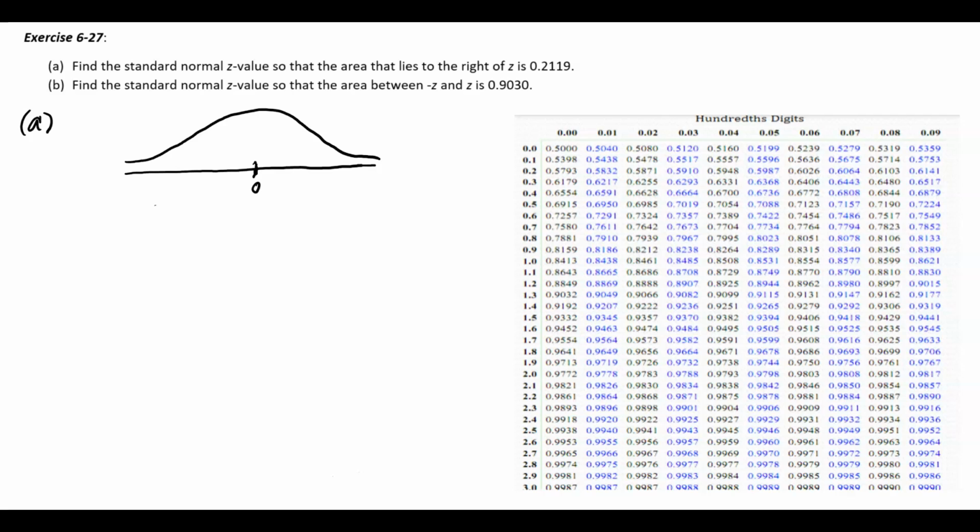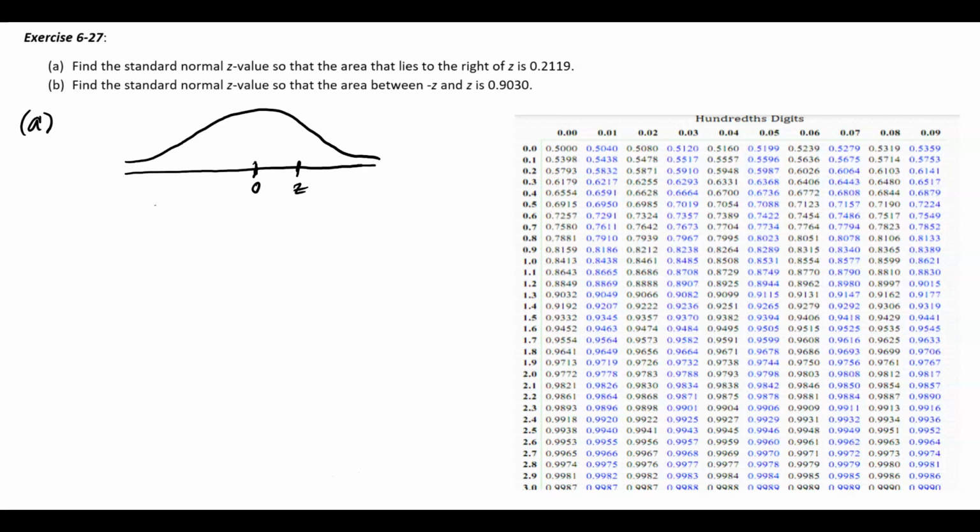Okay, so I know that 50% of the data is to the left of 0 and 50% of the data is to the right of 0. With 0.2119, we're looking at 21% of the data. What they're saying is 21.19% of the data needs to be to the right of z. So that means that z has to be on the right side of 0.